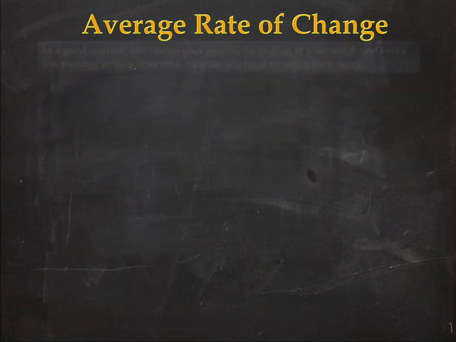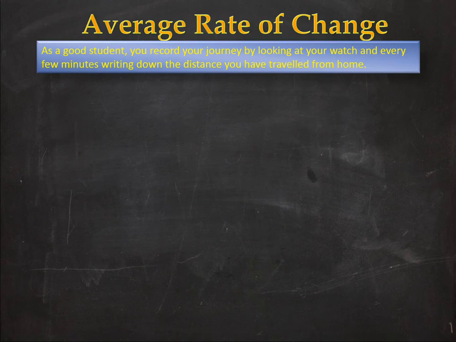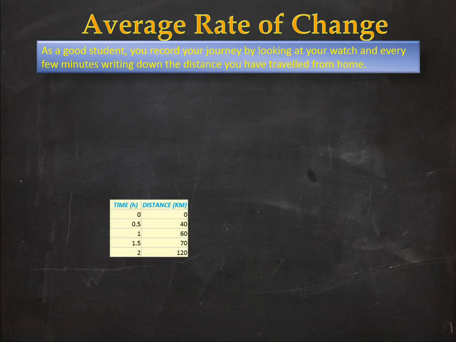So let's add some more detail to our story, because as a good student, when you're doing your journey from Toronto to Waterloo, you're going to record some information. So let's have a look at some data points. Initially, at time equals 0, you haven't gone anywhere, and at half an hour you've gone 40 kilometers, and at 1 hour you've gone 60 kilometers, and at an hour and a half you're at 70 kilometers, and then at 2 hours you've gone 120 kilometers. So that gives us a chart or data points for our journey.